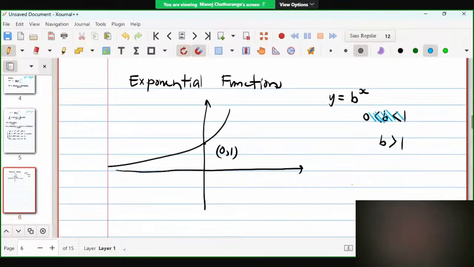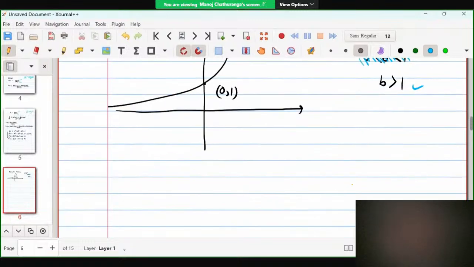b between 0 and 1 is a separate case. This is the graph for b bigger than 1. The x-axis is a horizontal asymptote, and the domain of the function is the set of all real numbers. The codomain is the set of positive real numbers. Those kinds of things we know.